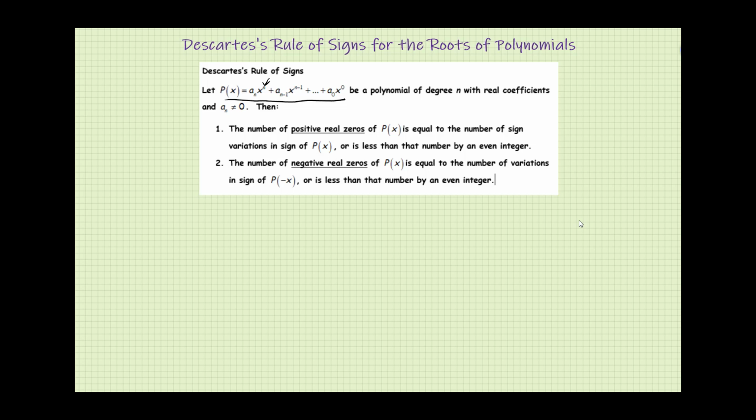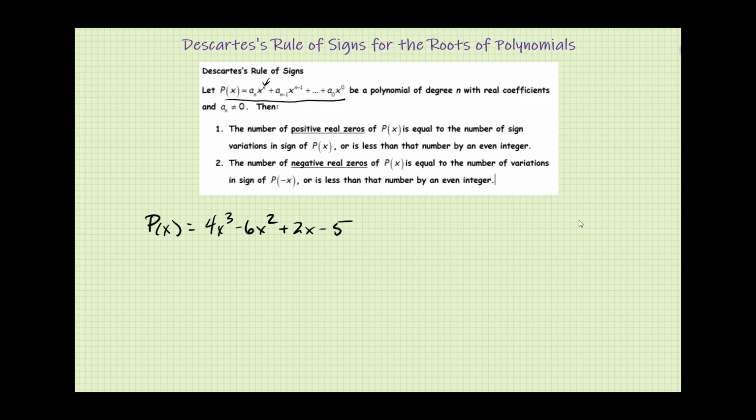Let's start with an example. We're going to start with p of x equal to 4x cubed minus 6x squared plus 2x minus 5. What we're interested in, again, is how many possible positive real zeros it has, how many possible negative real zeros it has, and how many possible imaginary zeros it has. Because if you know how many positive and negative, you can also determine the number of imaginary. All right, let's take a look here.